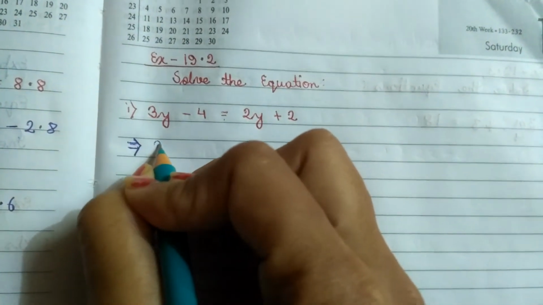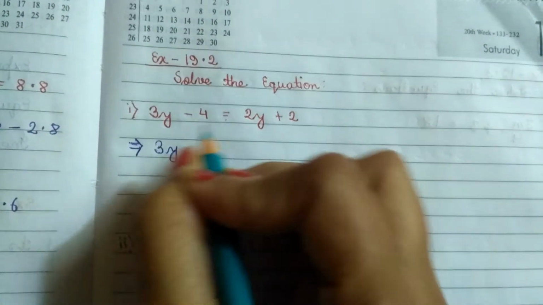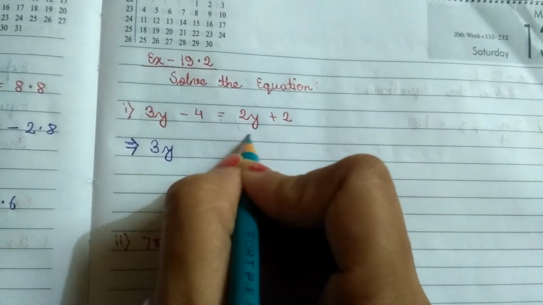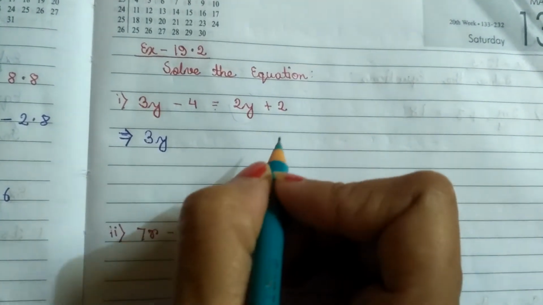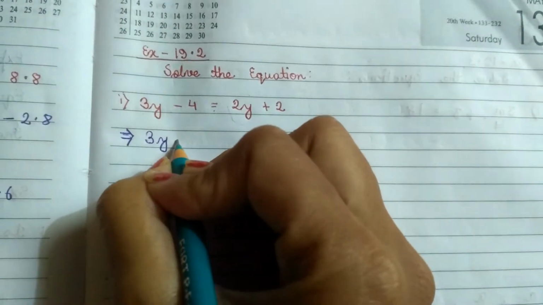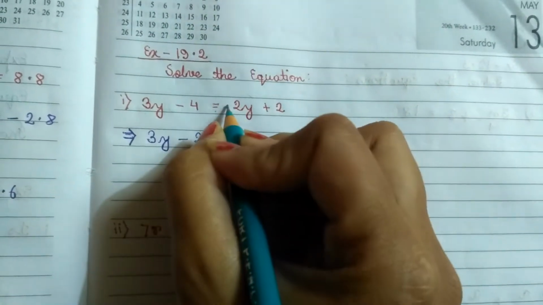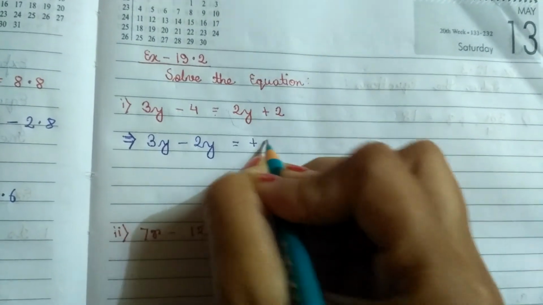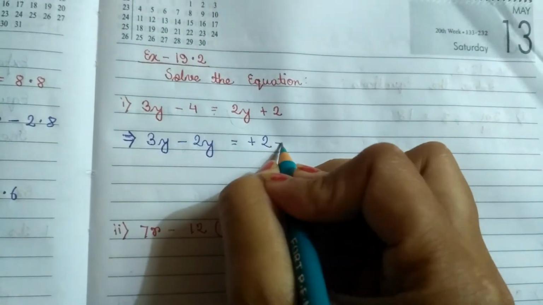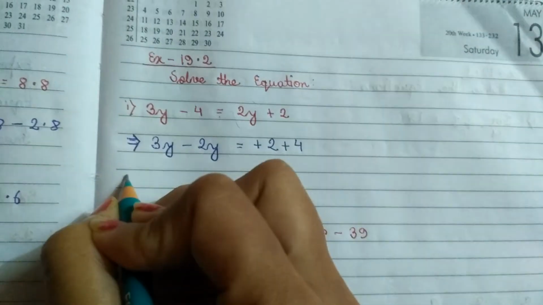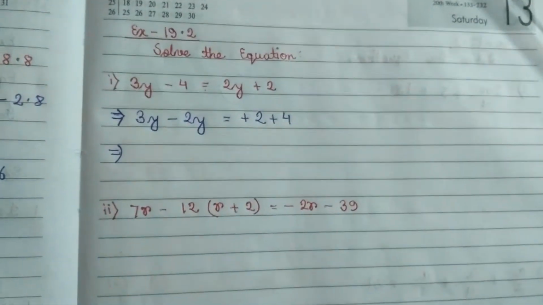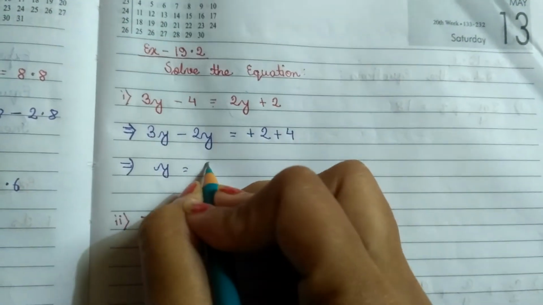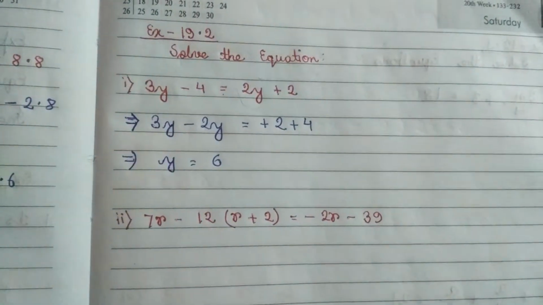Now we will write all the terms related to y on our left side. So 3y, and here is 2y. There is no sign in front of it, so we will write minus 2y, because here it is plus and it comes to this side, so it became minus. And this minus 4 will turn into plus 4. 3y minus 2y, you will get only y. And 2 plus 4, you will get 6. And 6 is your answer.